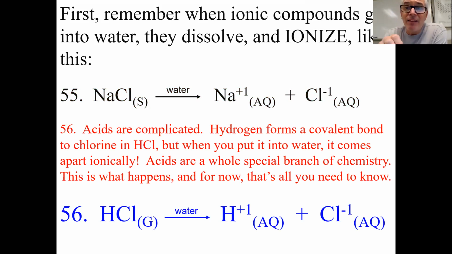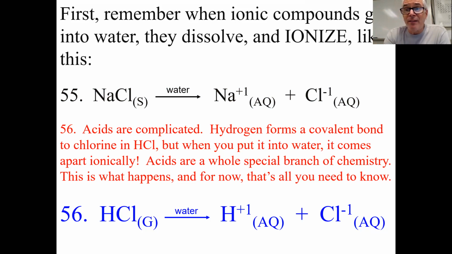It doesn't bond like ions. It doesn't start out as ions, but when you put it into water, the water can take it apart and the hydrogens become +1 ions, almost like sodium +1 ions. They become +1 ions and the chlorines become chlorides, -1 ions. And that's what an acid is. The more hydrogen ions you have in solution, the more acidic you are.